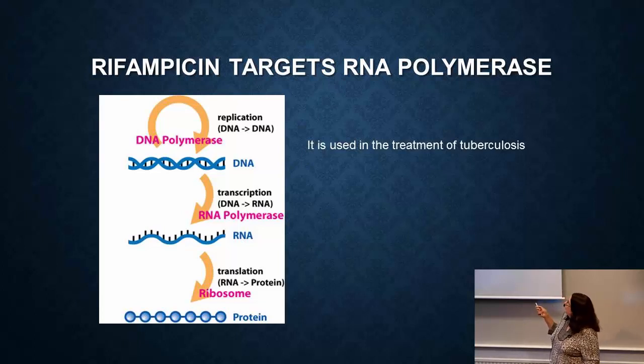There is an antibiotic called rifampicin, which targets RNA polymerase. And essentially, it is unable to start making RNA. So it blocks the first step of RNA polymerase. I'm not going to say much more about that, except that it's used commonly in the treatment of tuberculosis.